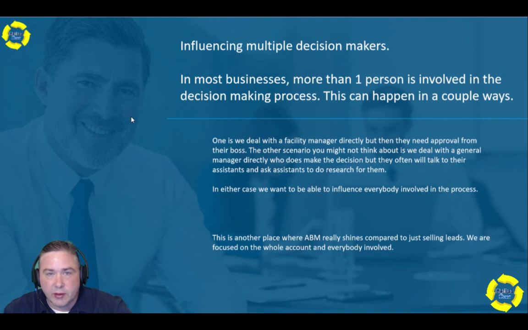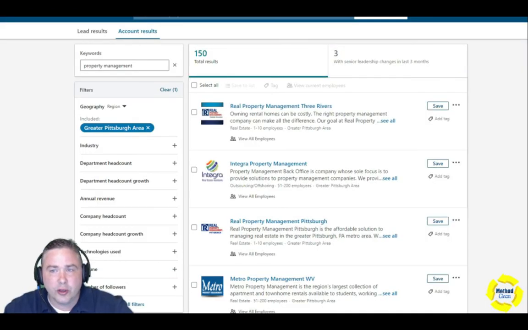So this principle is influencing multiple decision makers. In most businesses, especially once you get to the larger ones, more than one person is involved. And even with the smaller ones, usually there's a boss and he has some kind of an assistant or an office manager, or she has an assistant or an office manager. So there's always more than one person involved in these decisions. And we want to influence all of them, and not just the boss. So to show you how to use this in real life, this is LinkedIn, and it's a tool called the Sales Navigator.